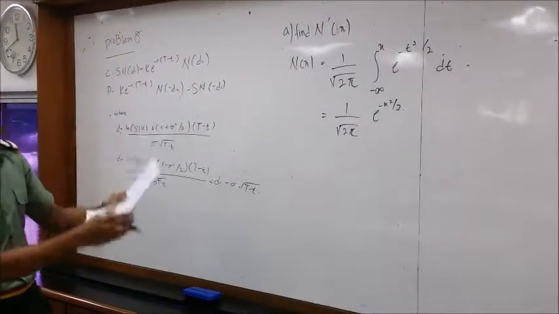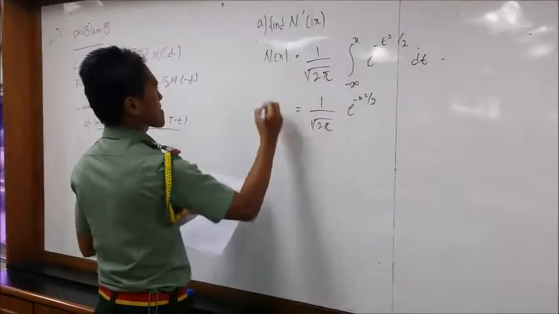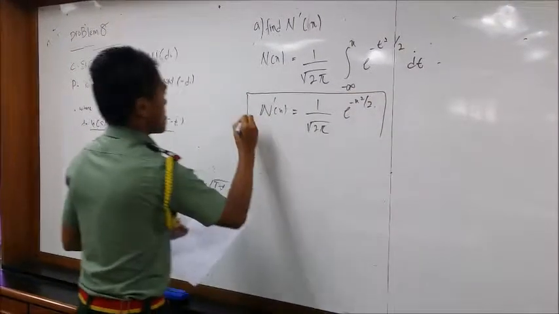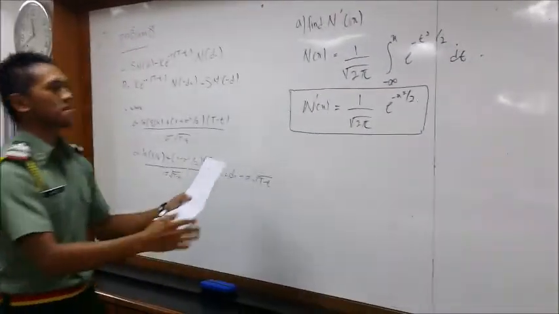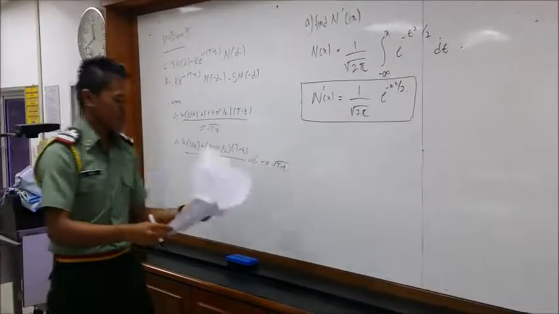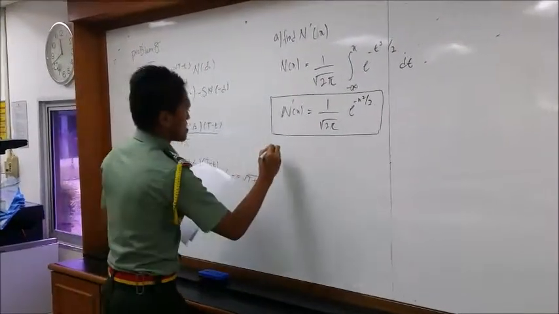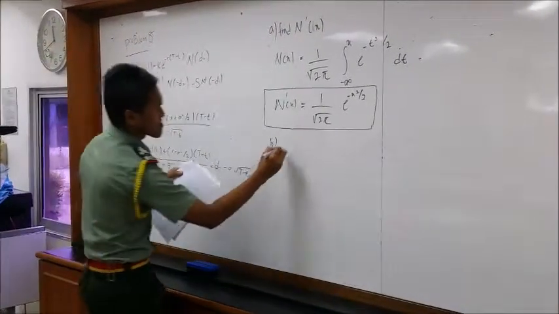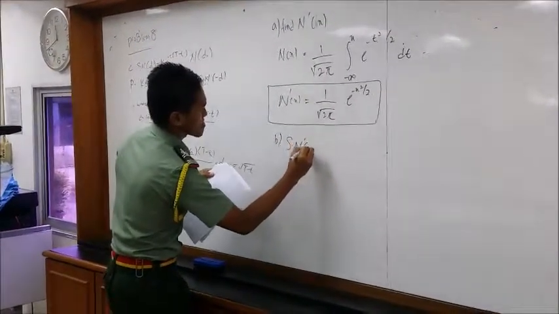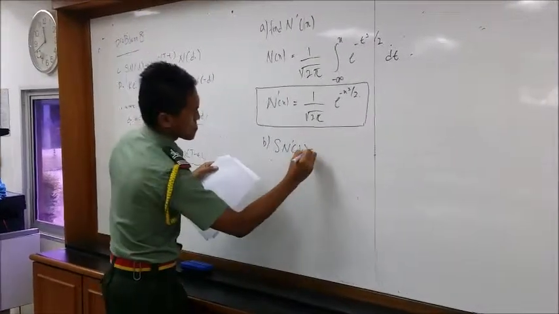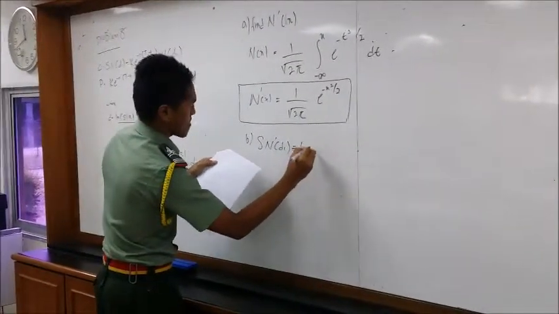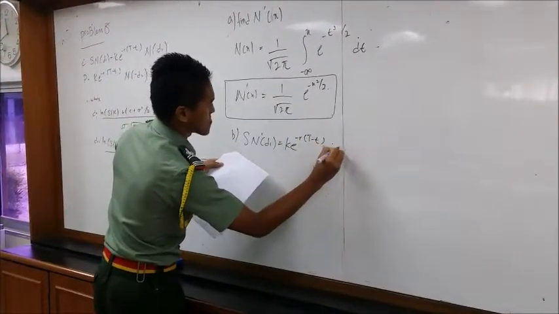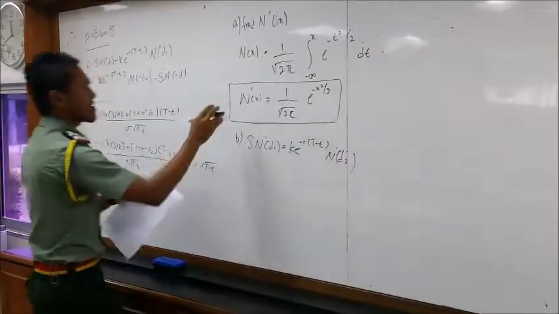Right. Okay. So this is N prime x. We will use this formula for all of the questions B, C, and D. So for question D, we must show that S N prime d1 equals K e to the power of minus r(T minus t) N prime d2. Okay, we have found the N prime.